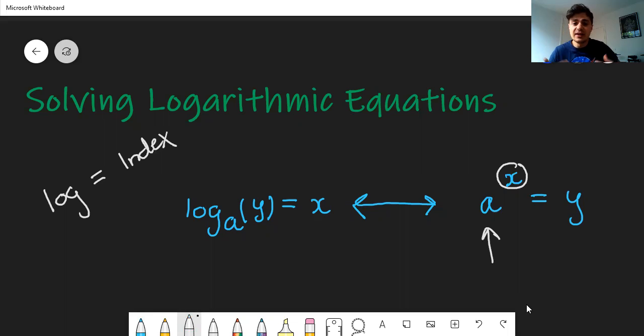The second thing to remember is that the base number should always be the bottom number of that index, because that's what a base number is. It's the base, it's the bottom. That is going to be the same thing for a logarithm. It's going to be the base of the logarithm.